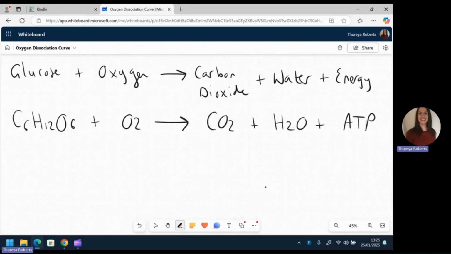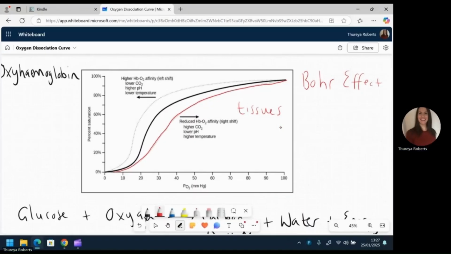So if we wanted to balance that equation, it would be 6 oxygens and 6 carbon dioxides produced, as well as 6 water molecules. And overall, we've just got ATP here, but this reaction usually produces around 36 to 38 molecules of ATP per molecule of glucose during aerobic respiration, as long as oxygen is present. The carbon dioxide is going to diffuse out of the tissues and into the plasma of the bloodstream.